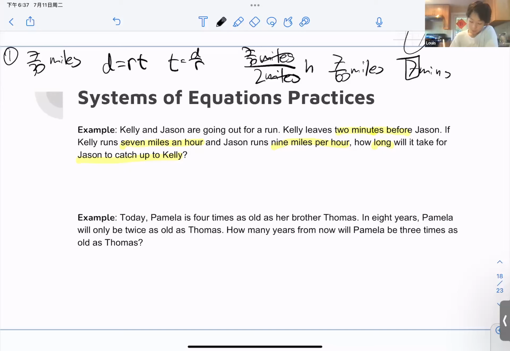So today Pamela is 4 times as old as her brother, Thomas. In 8 years, Pamela will only be twice as old as Thomas. How many years from now will Pamela be 3 times as old as Thomas?